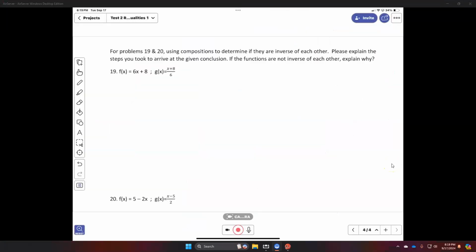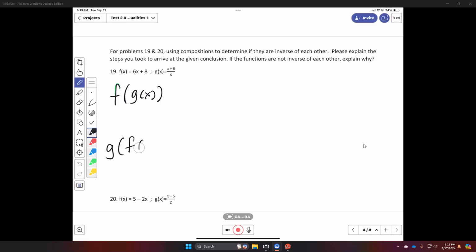For problems 19 and 20, use composition to determine if they are inverse. Okay, you're going to have to explain. I'm just going to show you the composition. So we have to find f of g of x, and we also need to find g of f of x. And if they both come out to x, then we know that they're inverse.